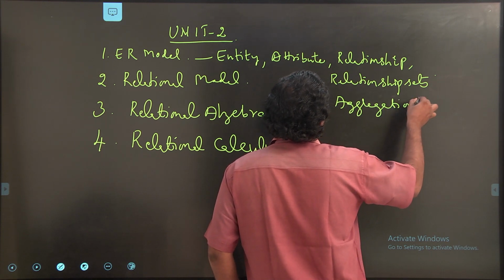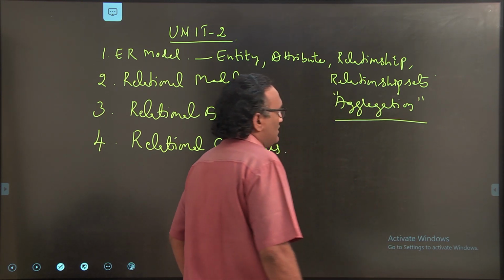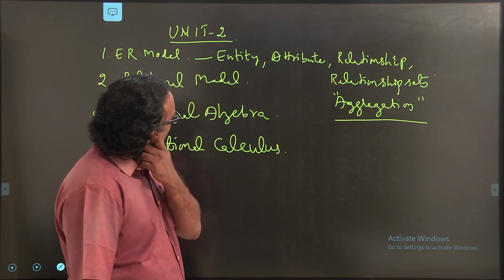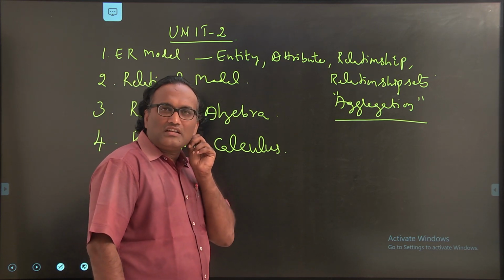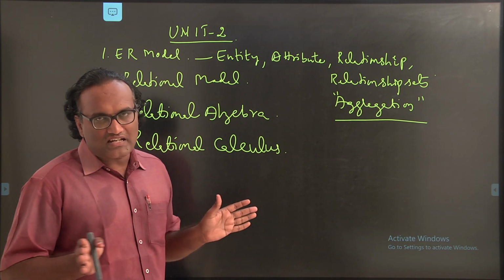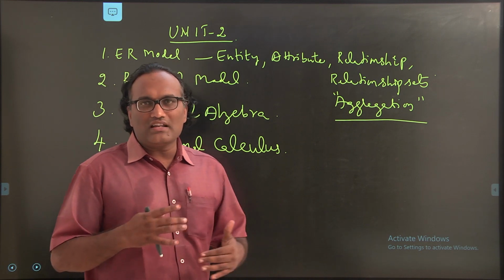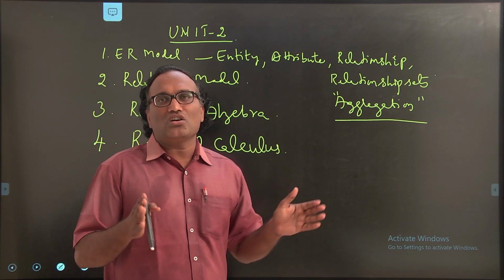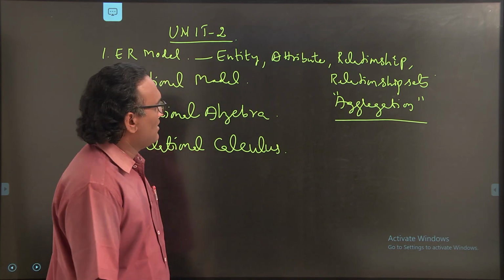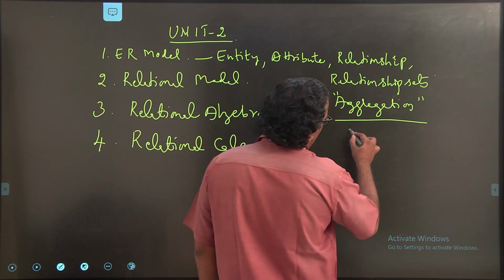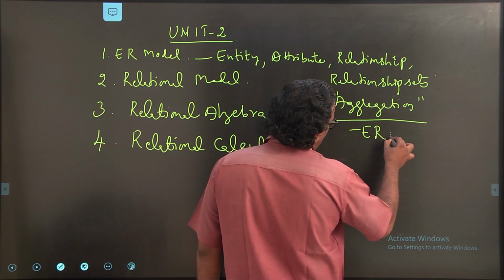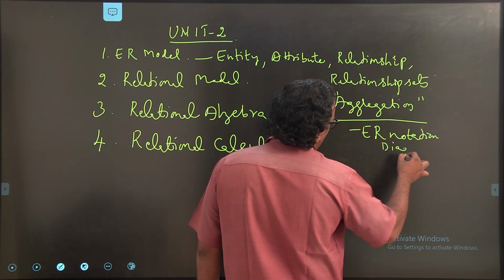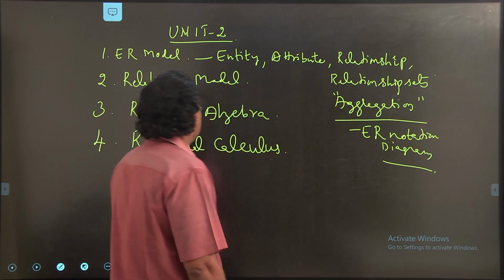We studied this already. Aggregation is a relation over relations. If you are generating a new relation from already existing relations, by combining the already existing relations, that is called aggregation. Especially the ER, entity relationship, notation in diagrams. ER diagram notation is very important for aggregation.